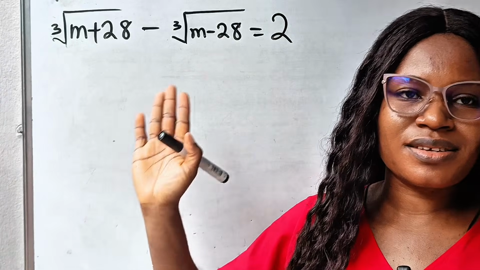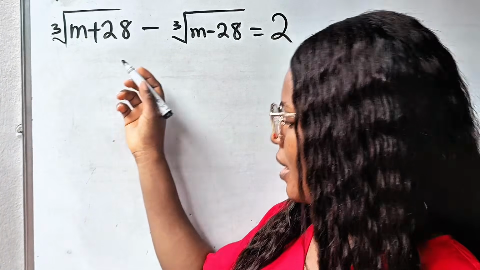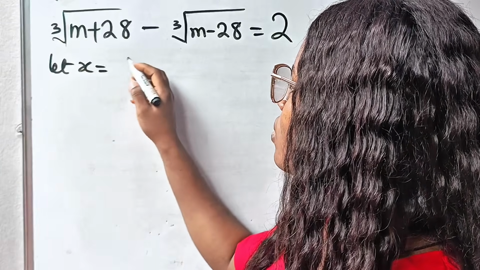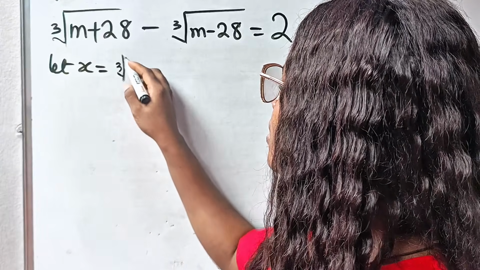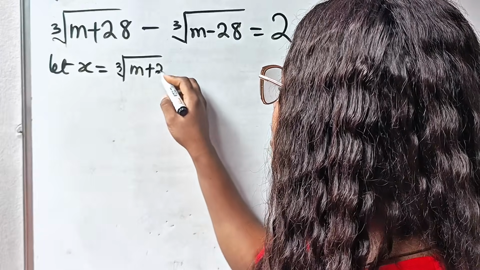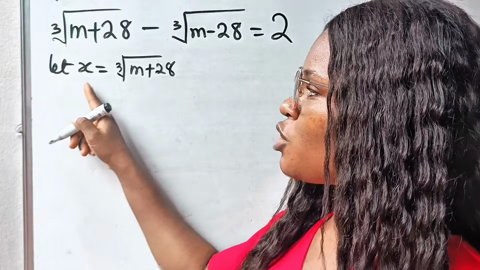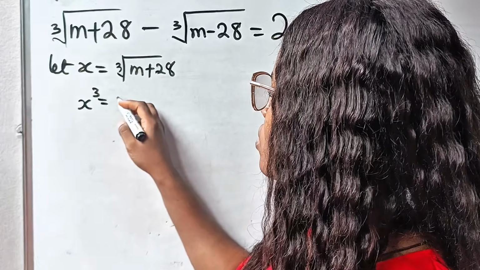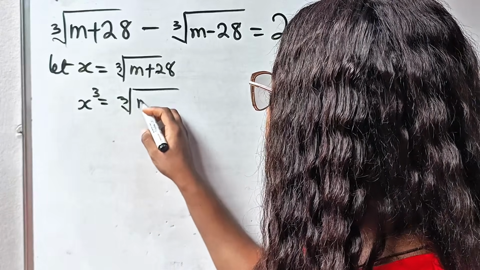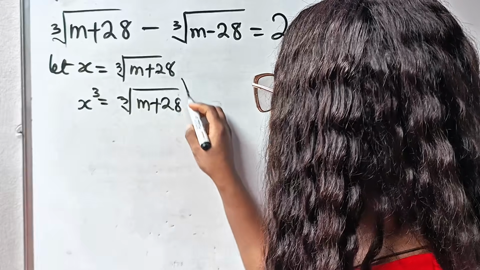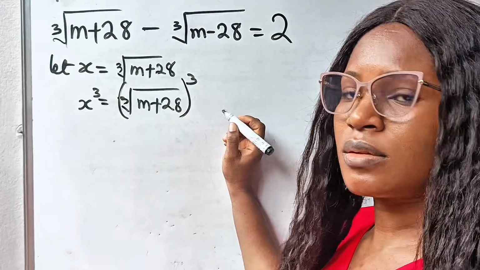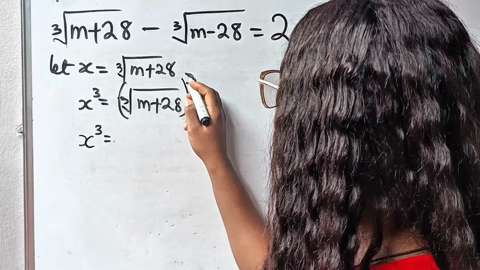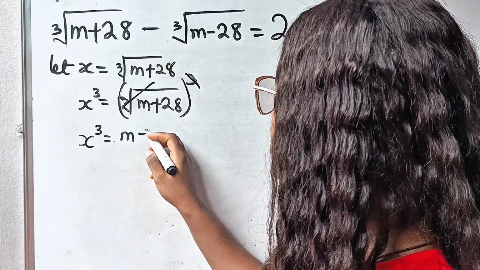We are going to simplify this first by saying let x be equal to cube root of m plus 28. Now, if we cube both sides, we will have x cubed is equal to cube root of m plus 28 cubed, right? So we now have x cubed is equal to m plus 28.